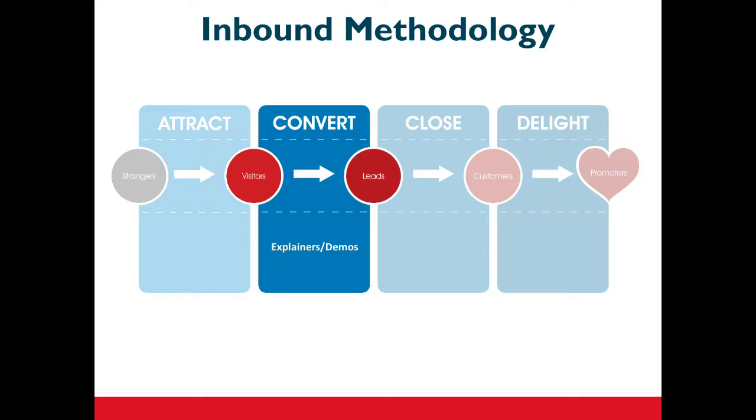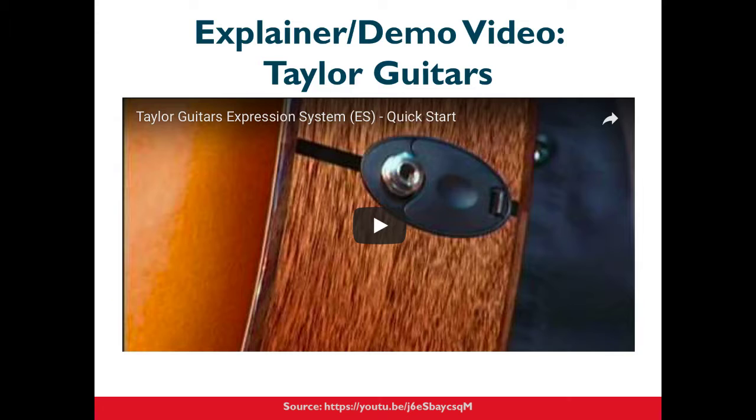These work good for product pages or for landing pages. So again, I'm going to go with my favorite company, Taylor Guitars. They're a very innovative guitar maker, and a few years ago they came up with this new amplification system for their acoustic guitars called the Expression System. And this video explains how it works to both the customer and the potential buyer of a Taylor guitar. Again, I'm not going to show you the whole thing, but I'll show you a little bit to give you an idea.